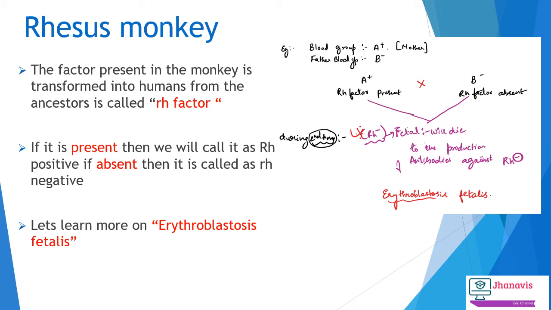So what will happen here? The mother's body thinks of it as a foreign body and starts producing antibodies against it, destroying its own cells. Hence this is called erythroblastosis fetalis, which, remember, is a very important topic.